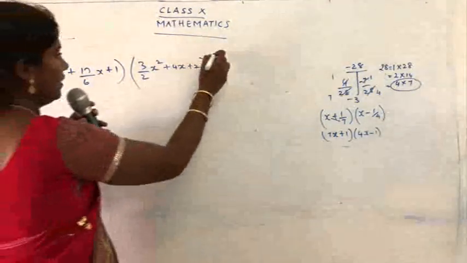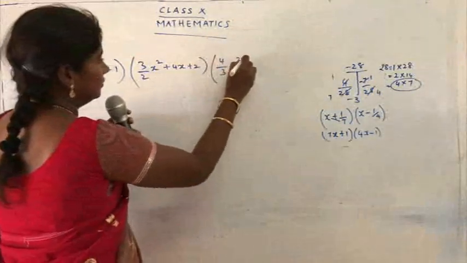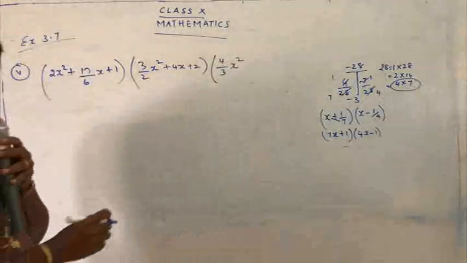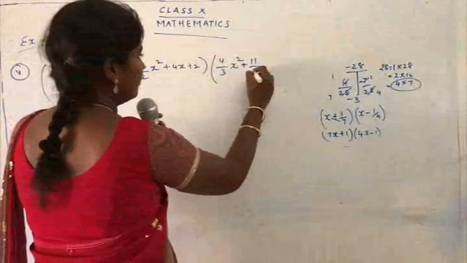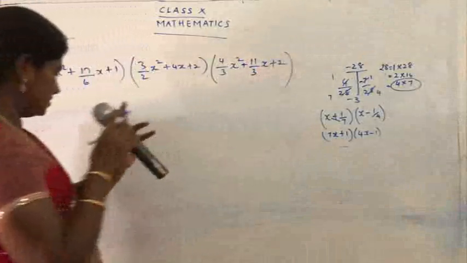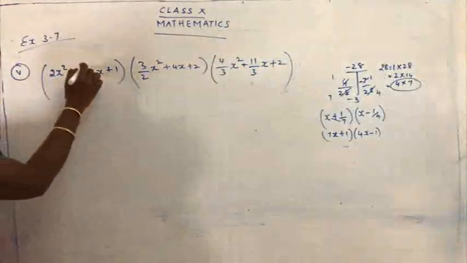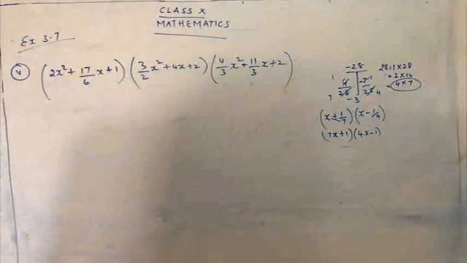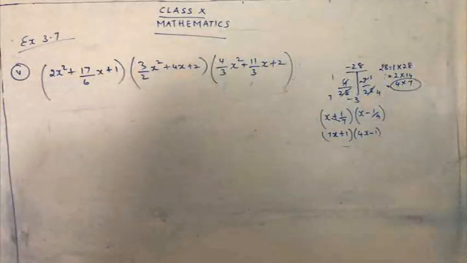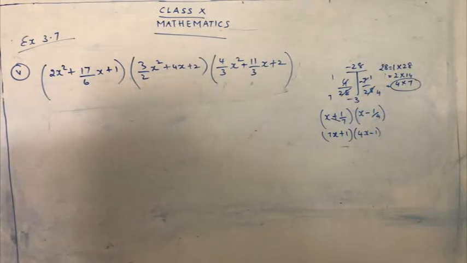Four upon 3x square plus 11 upon 3x plus 2 plus 11 upon 3x plus 2. So this is the question. See the question, it's 2x square plus 17 upon 6x plus 1, 3 upon 2x square plus 4x plus 2, 4 upon 3x square plus 11 upon 3x plus 2. See, it's not possible to find the factors for these terms.